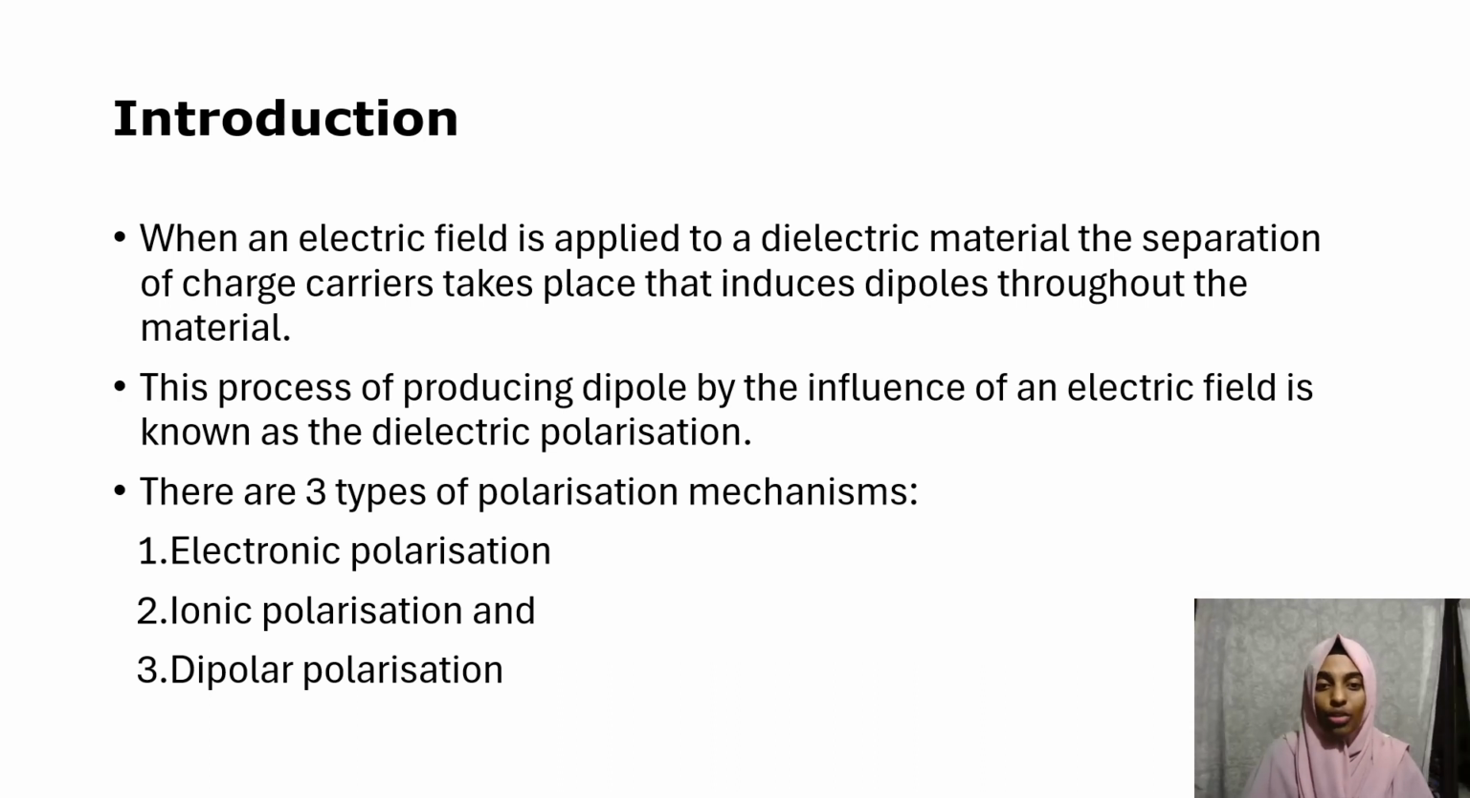Basically, there are three types of polarizations. The first one is electronic polarization, the second is ionic polarization, and finally we have dipolar polarization. So these are the three basic polarization mechanisms.